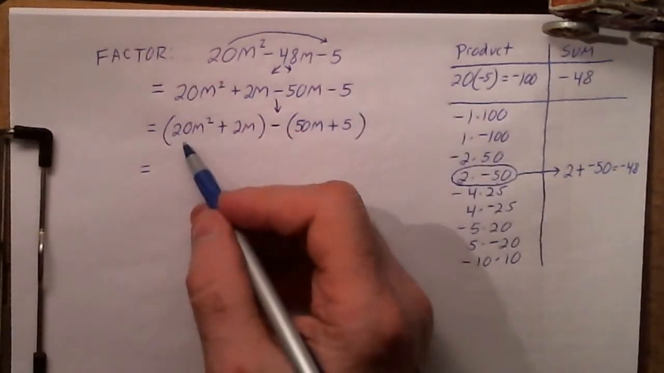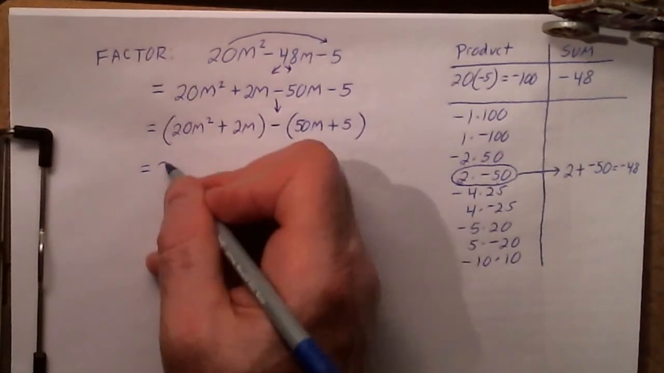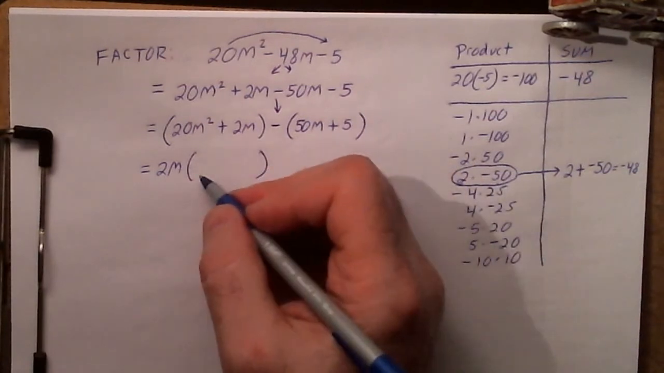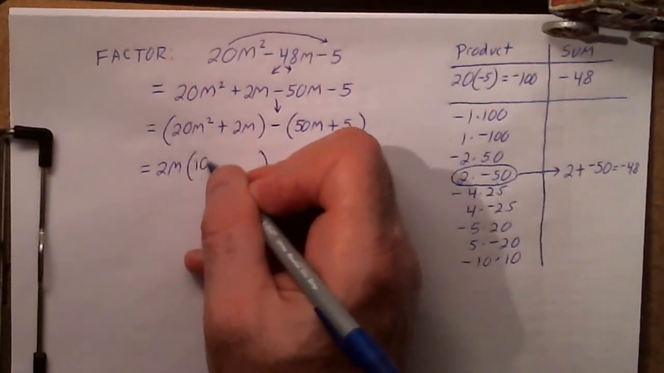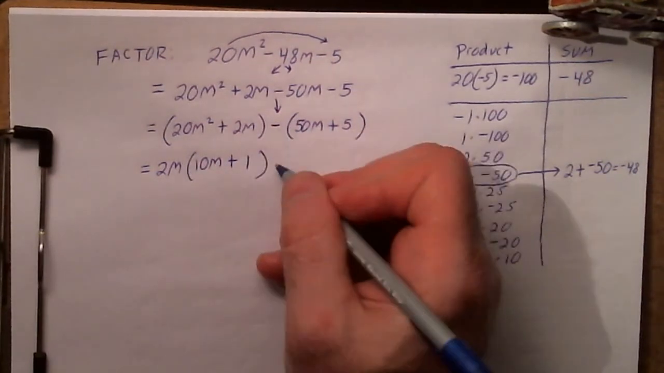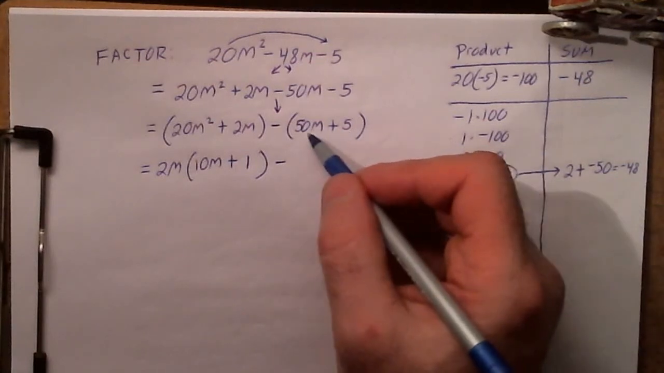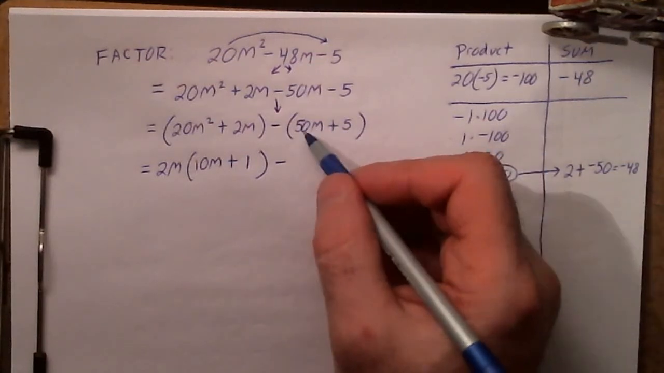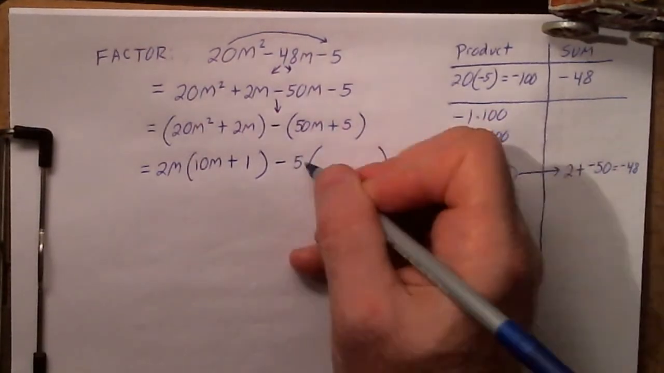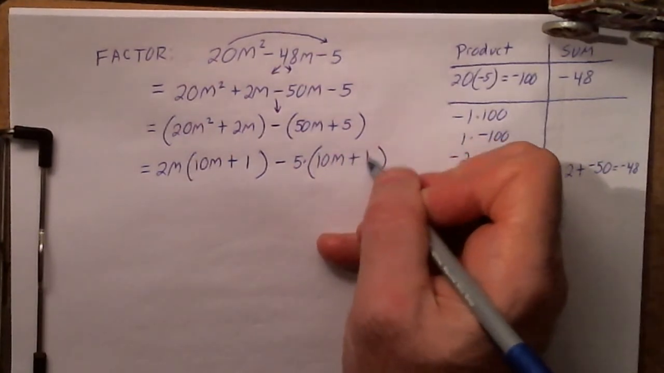All right, what can we factor out of the first two terms? Out of the first two terms, we can factor a 2 and an m out. So 2m is the greatest common factor of both these terms. And when you factor 2m out of 20m squared, you leave behind 10m plus. When you factor 2m out of 2m, you leave behind 1. What can we factor out of 50m and 5? After some thought, 5 is the greatest common divisor or factor of 50m and 5. So we can factor a 5 out. And when we do so, times, we leave behind 10m plus 1.